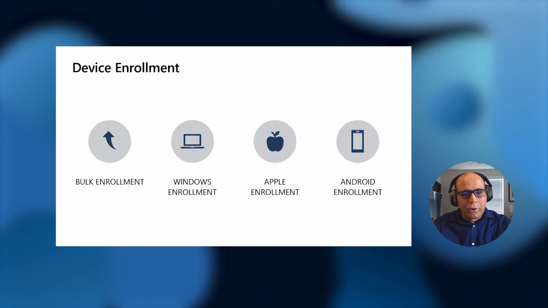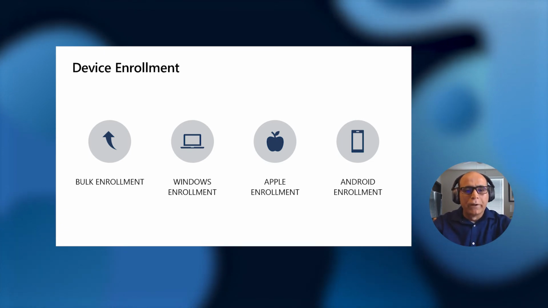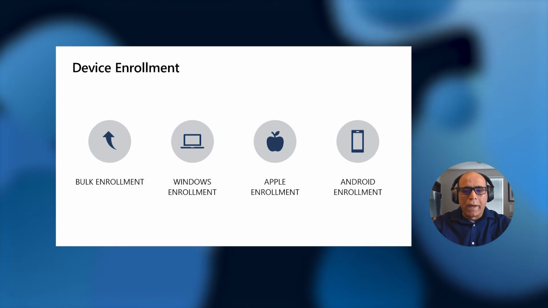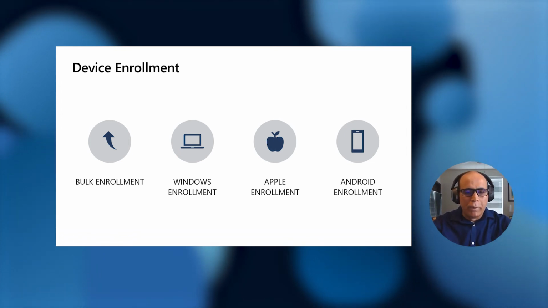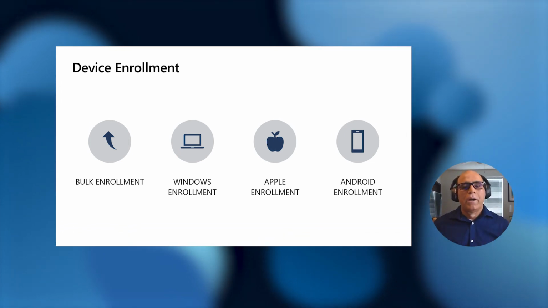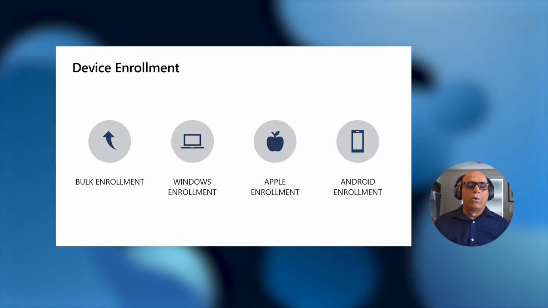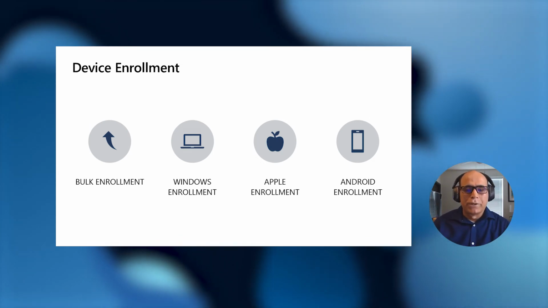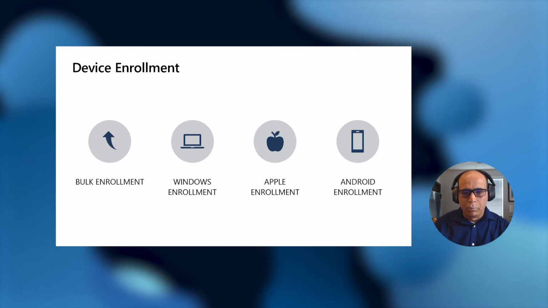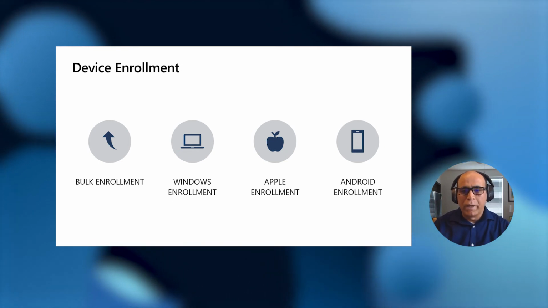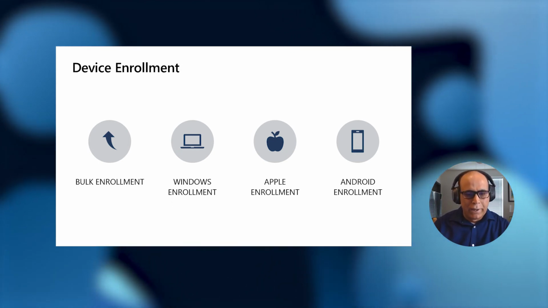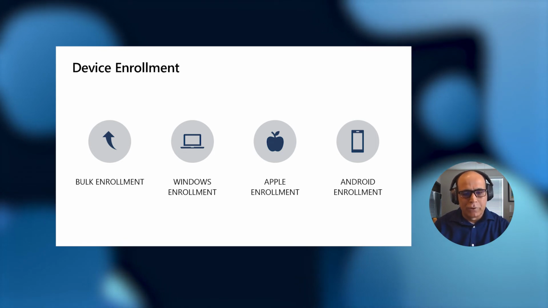When we talk about enrolling, in the next section, in the enrollment, we have bulk enrollment. If there are 100 or 200 devices, you can enroll all of them together. Similarly, you have Windows enrollment, Apple enrollment, and Android enrollment. It walks through the process of how we can do all of these enrollments one by one. Today I will cover more of the Apple enrollment and Android enrollment in the demo. I will walk you through step-by-step instructions on how to do that.